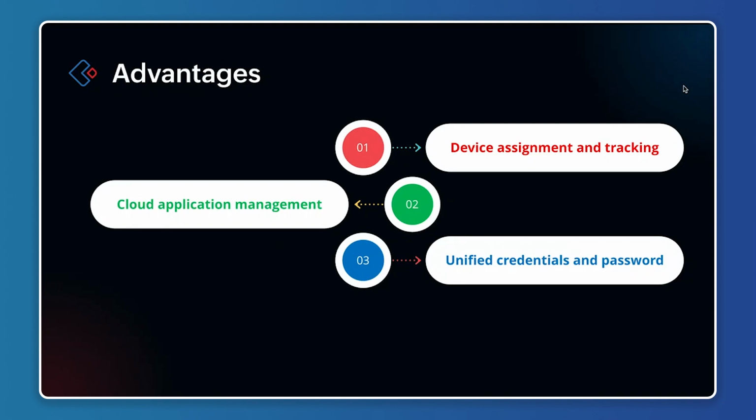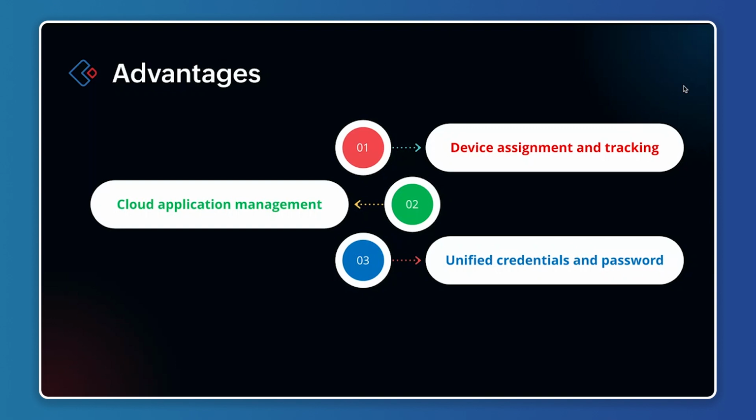So whenever the admin assigns a device to a user and also assigns a few cloud applications to the user, in order to access the device, the user needs to enter a username and a password, right? So that will be his login credential. So once the user enters into the device, in order to access the cloud application, once again, the user needs to enter a login ID and a password, right? So here, two different sets of credentials are used.